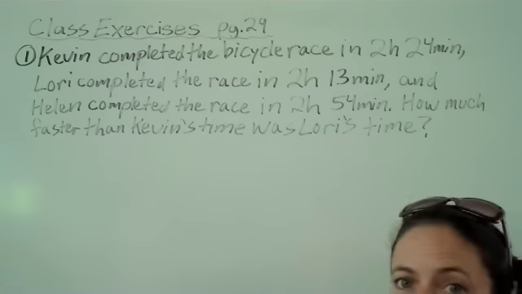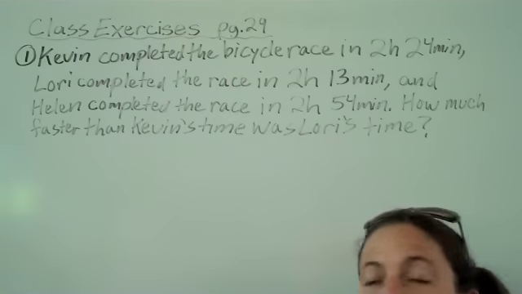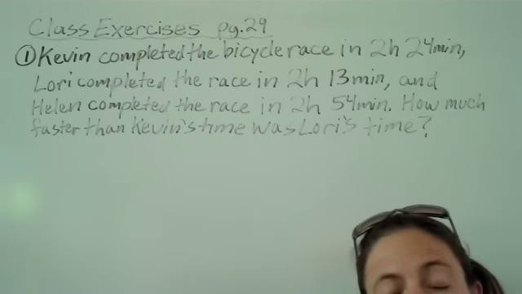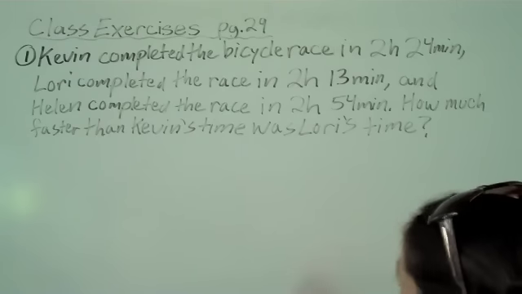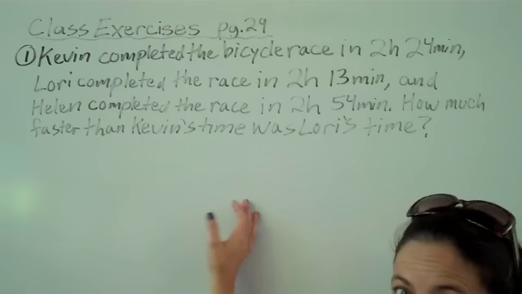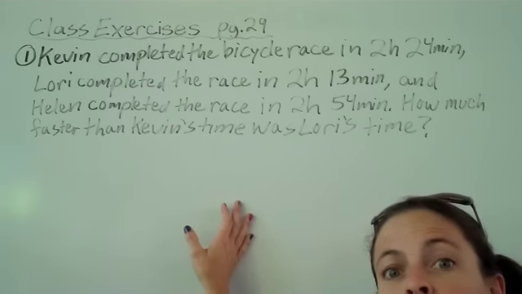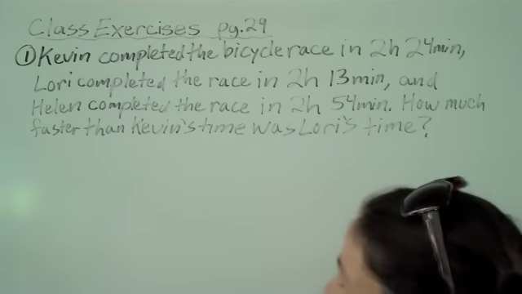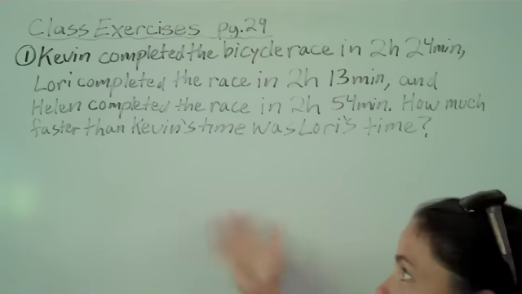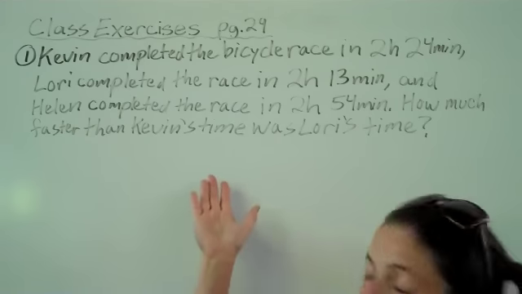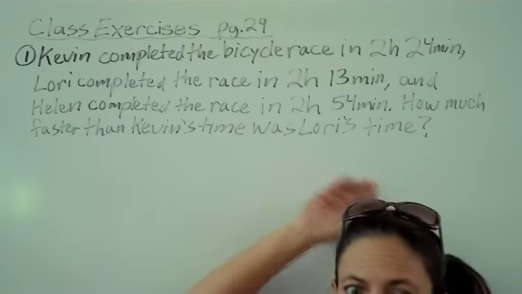So, you've read the problem. Do you need to reread it? Do you understand everything it said? Do we know which facts are important? Well, let's see. It says how much faster than Kevin's time was Lori's time. So it sounds like Kevin's and Lori's times are important. What extra facts do they have? Well, I don't care about Helen. Anyway, she was the slowest. So I don't even need that information. We are only comparing Kevin and Lori.